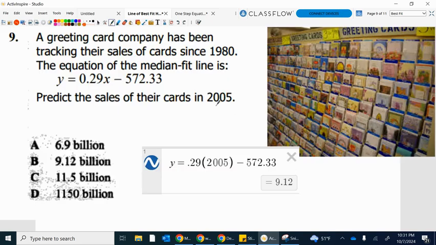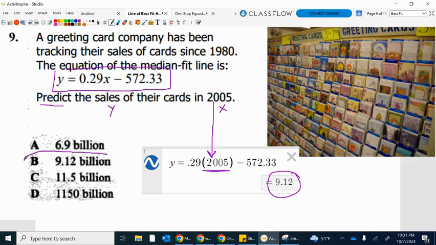Okay, number 9 is similar to the ones we just did. It already gives us our equation, and it wants us to predict, which tells us we will be substituting something, the sales of their cards in 2005. So sales of the cards is going to be Y, and the year is going to be X. So we simply substitute in 2005 for X, which gives us an answer of 9.12 billion.